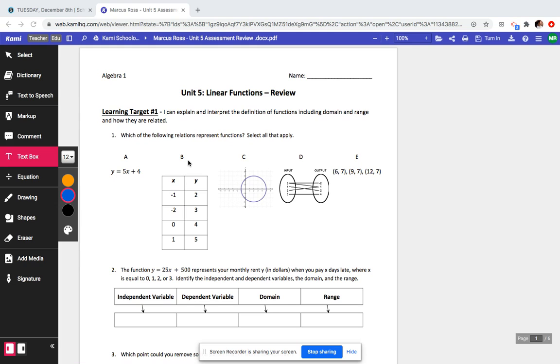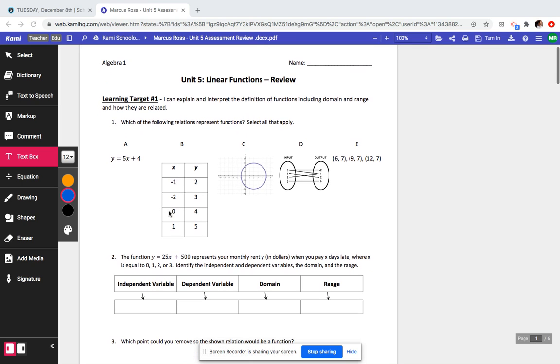This is very similar to the test. So I highly recommend that you go through each one of these problems, make sure you know how to do all these, make sure you understand everything. I'm going to go through and also explain all of them as well. So if you get stuck, if you have any questions, please reach out, but you should be okay.